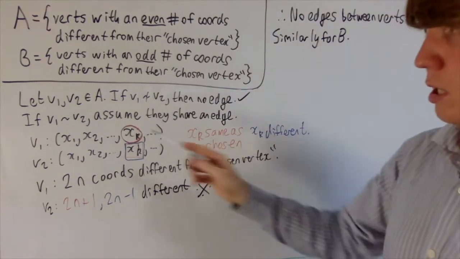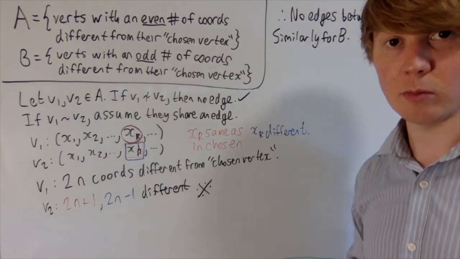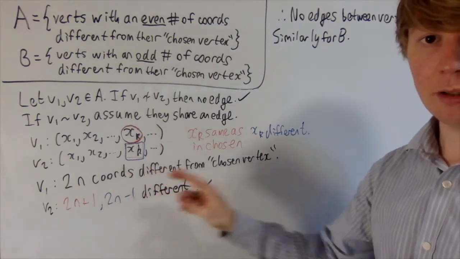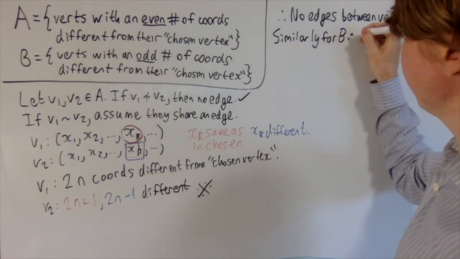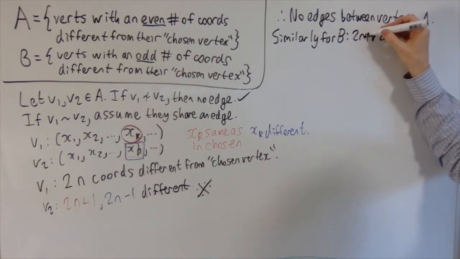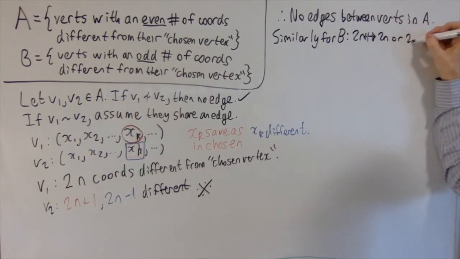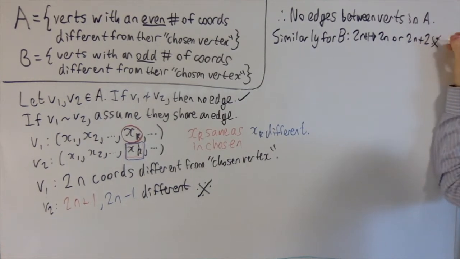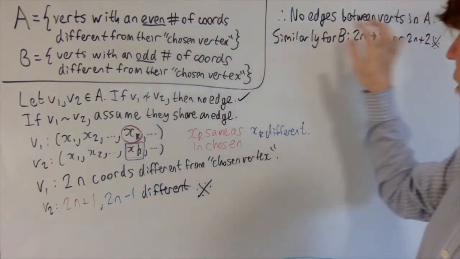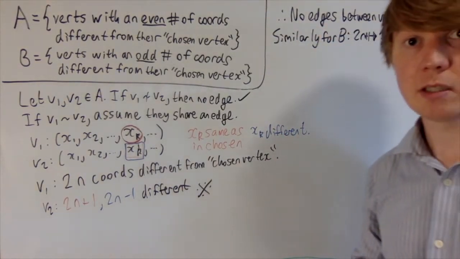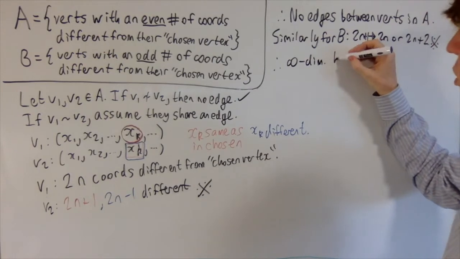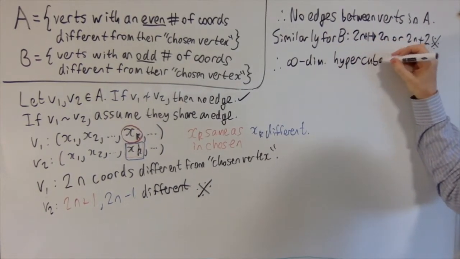And then it's a very similar argument for B, where you do the same. If they're in different equivalence classes, surely there's no edge between them. And if they are in the same equivalence class, say if one of them has 2n plus 1, then that guarantees the other one has to have either 2n or 2n plus 2, and that's your contradiction. So we've proven that there are no edges between vertices in A and no edges between vertices in B, so therefore the infinite dimensional hypercube graph is indeed bipartite.